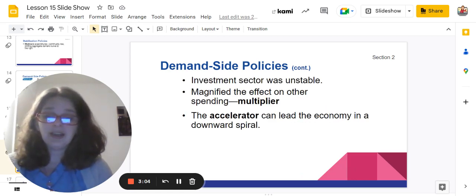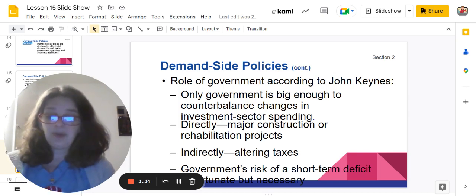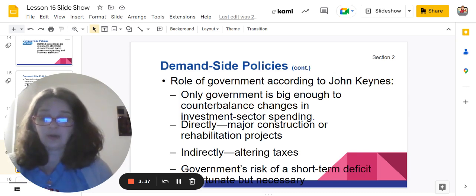During the Great Depression, Keynes concluded that unstable spending by investment businesses caused the GDP to decline. Keynes identified a multiplier effect in which unstable spending by investment sectors had magnified the effect on the total economy. Keynes identified an accelerator, the change of investment spending caused by a change of overall spending. Together, that multiplier and accelerator pushed the GDP into a deep and fast downward spiral.